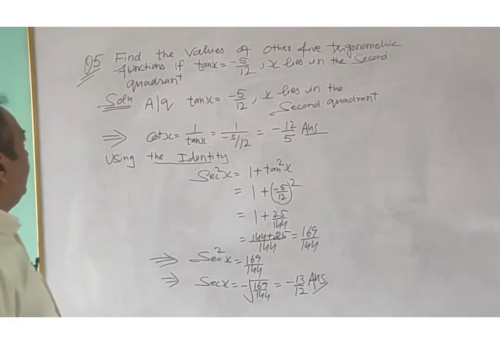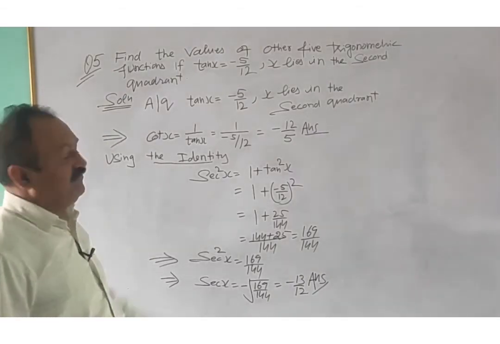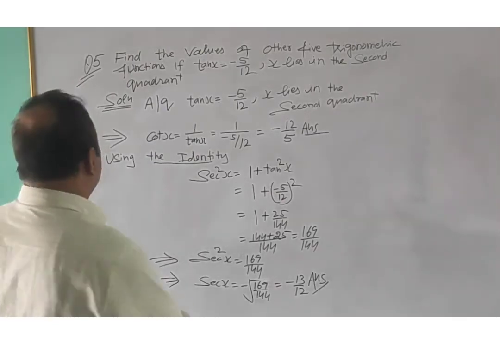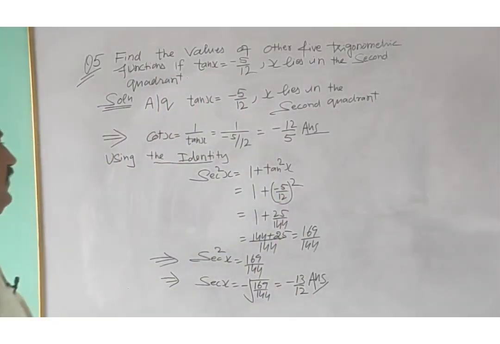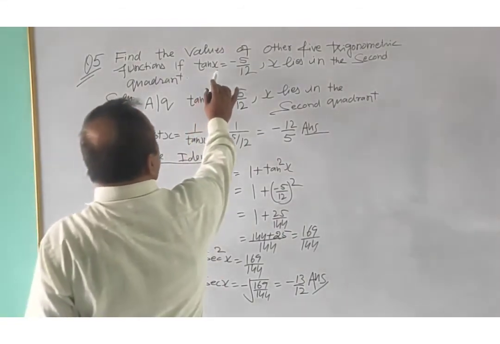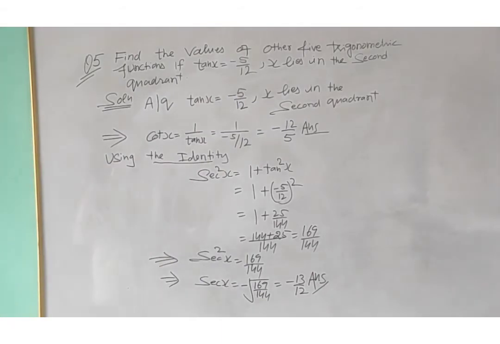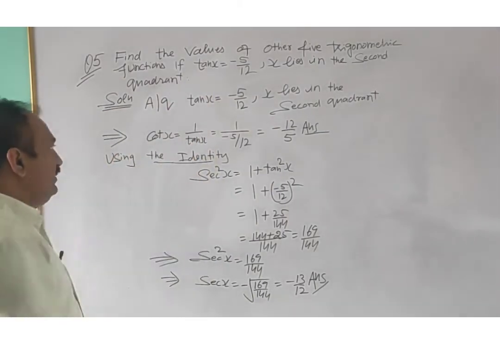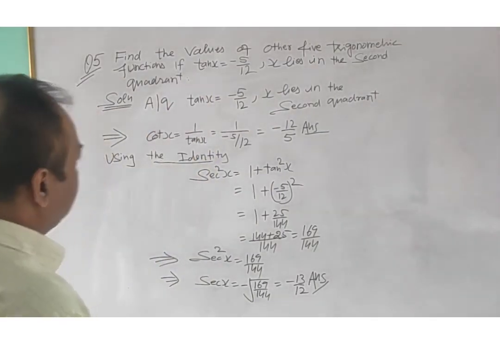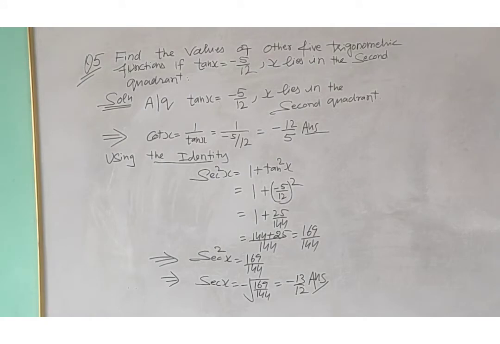Now, let us discuss question number 5, that is, find the values of the other 5 trigonometrical functions if the value of tangent x is minus 5 by 12 and x lies in the second quadrant. According to the question, tan x is equal to minus 5 by 12 and x lies in the second quadrant.